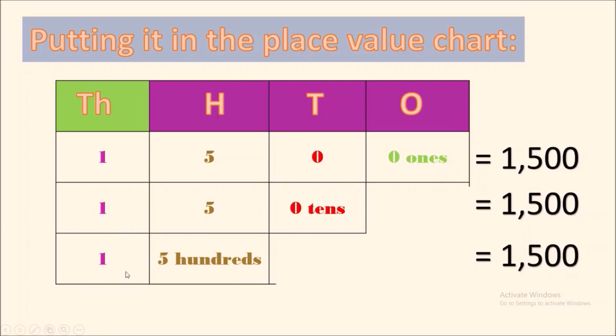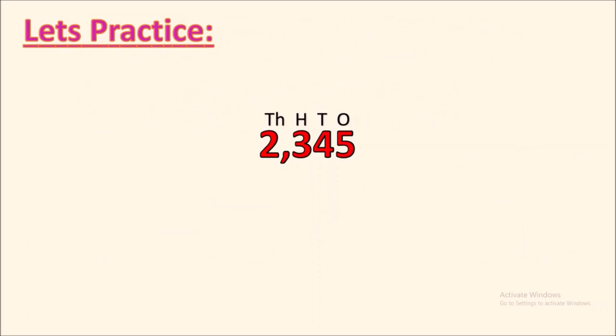Now to know how many hundreds are there in 1500, we have to take the digits only till hundreds place. So there are only two digits, 1 and 5. So that will become 15 hundreds. Now, is it clear, my children? Let's practice.